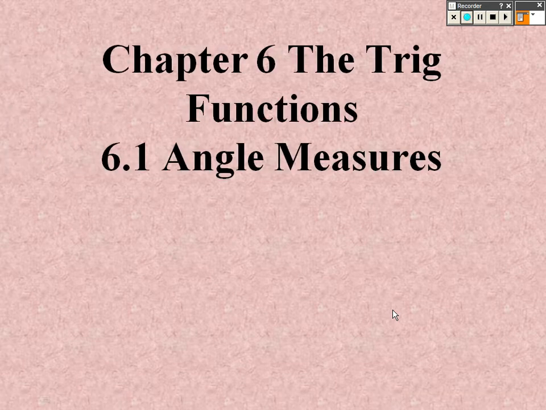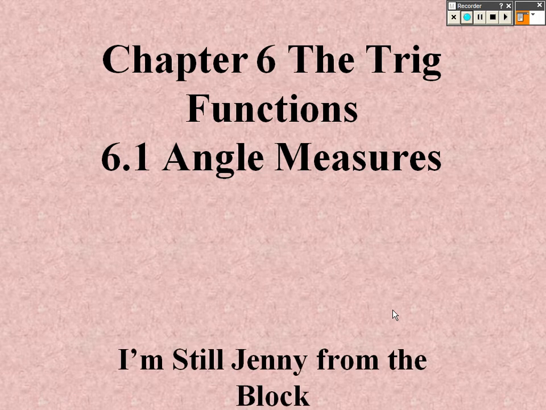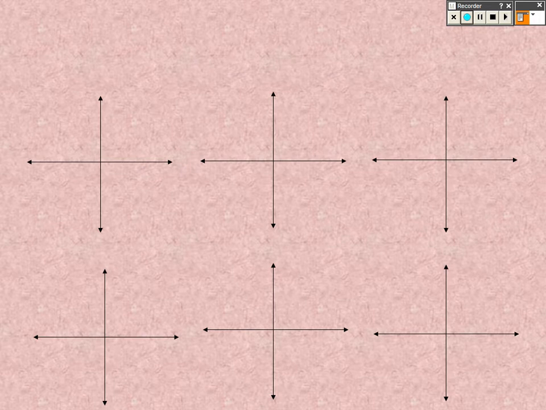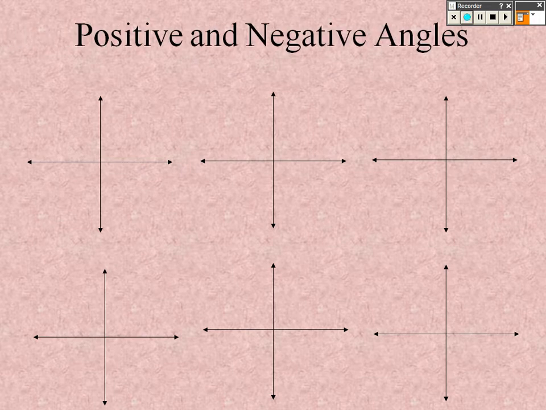Alright, we're going to start chapter 6, finally into trig. So we're going to start with some angle measures now in trig. So, positive and negative angles. Okay, positive angles.